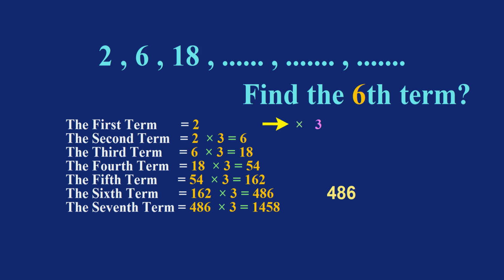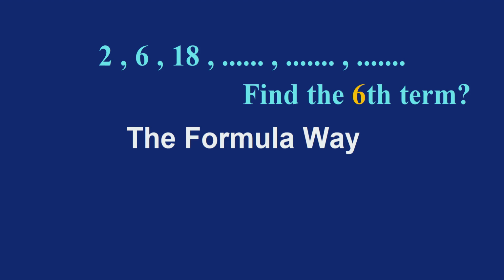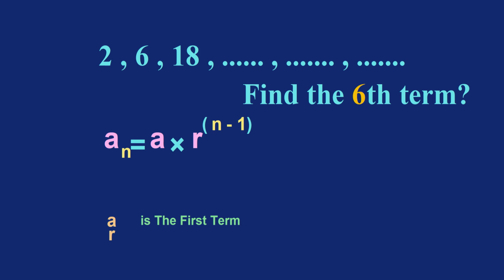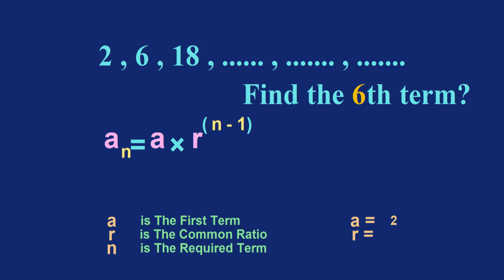Let's solve the problem using the second method, which is called the formula way. We have a geometric sequence, and we can use the rule a_n equals a times r to the power n minus 1, where a is the first term, r is the common ratio, and n is the required term. In our problem, the first term a is equal to 2, the common ratio r is equal to 3, and the required term n is equal to 6.